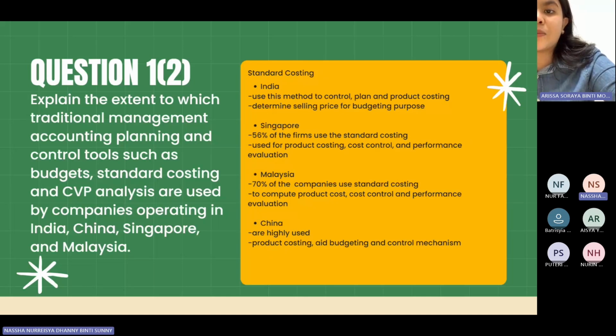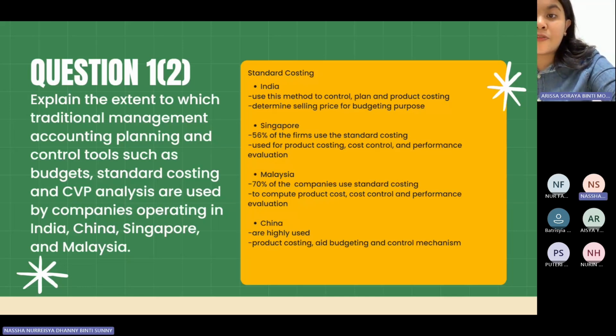In my segment, I'll be presenting about standard costing and cost-volume-profit. Firstly, I'll be explaining about standard costing. As for the first one, we have India. Companies in India have up to 68% of the survey using this method, as it was seen as beneficial for planning, control, and product costing. Despite the challenges in the business environment, it is still considered a helpful tool for companies in India.